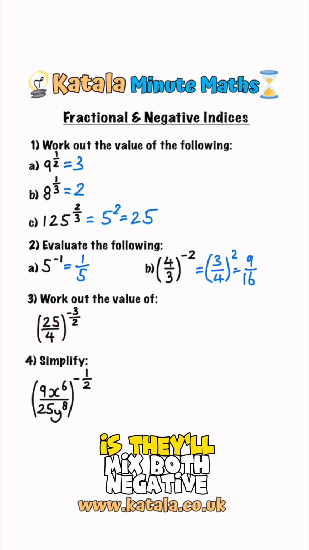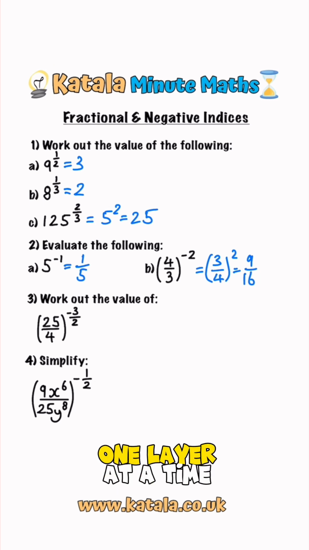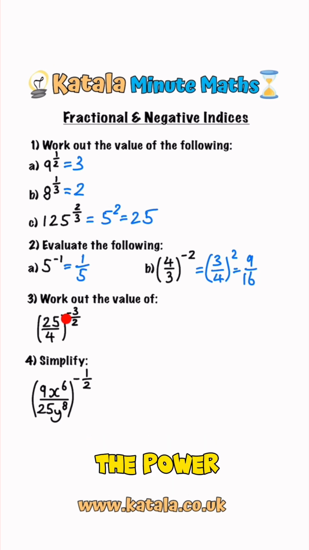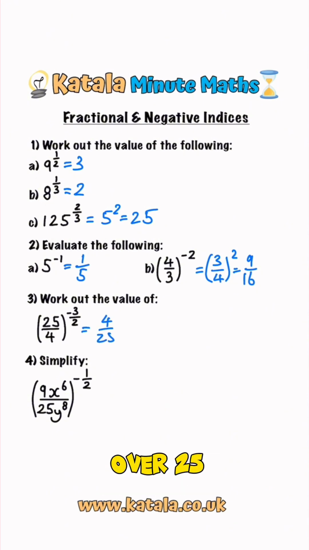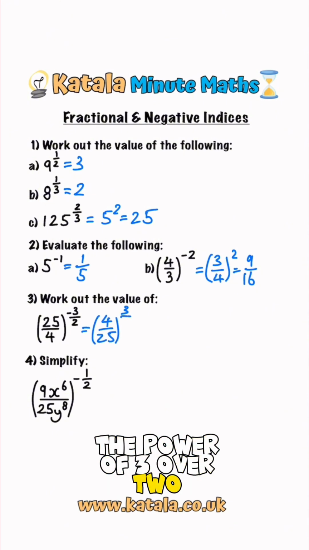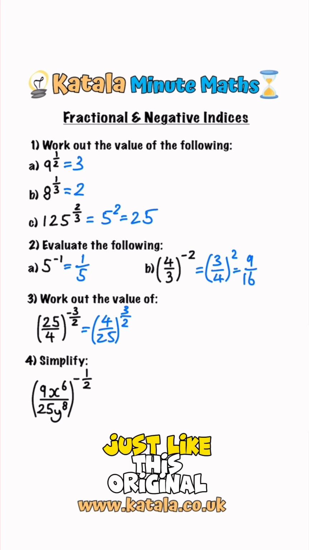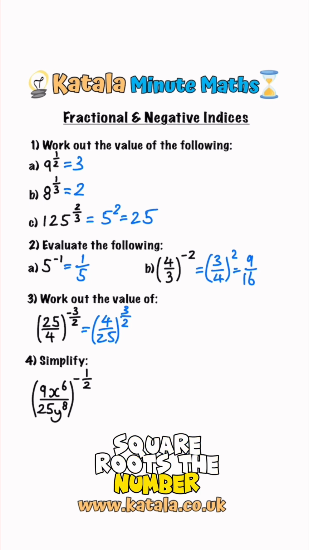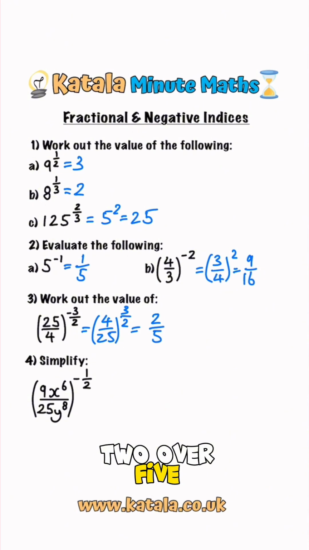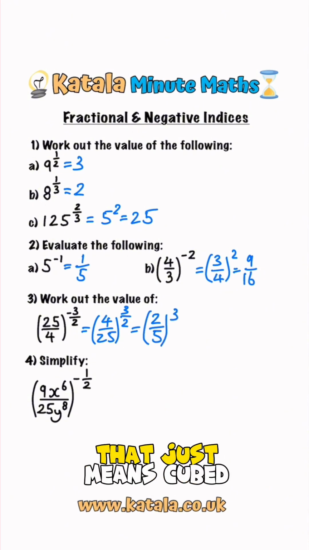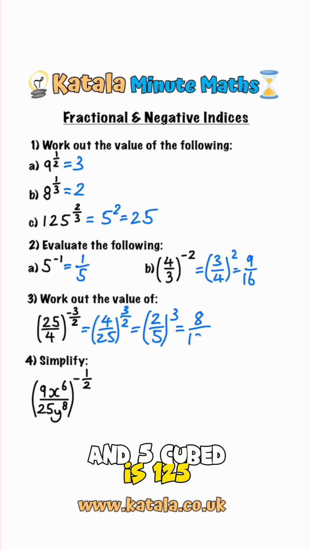Okay, and what they'll do sometimes is they'll mix both negative and fractional powers together. And all you've got to do is unravel it one layer at a time. So we know that the negative in the power just flips this upside down for a start. So we can say this becomes 4/25. And then we'd just be left with a power of 3/2 now because we've gotten rid of the negative by flipping it. And then we know that the 2 on the bottom of this fraction, just like this original one here, square roots the number. So we're going to square root both of these. So that would be 2/5. And then all we'll be left with is that power of 3. And that just means cubed. So 2 cubed is 8 and 5 cubed is 125.